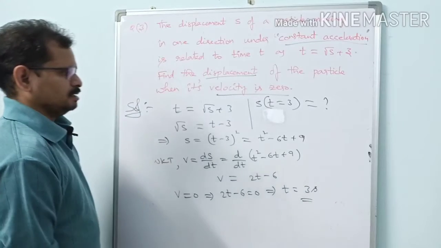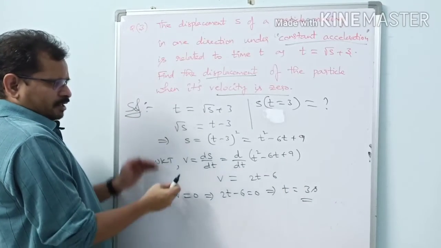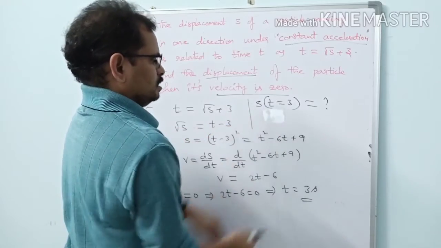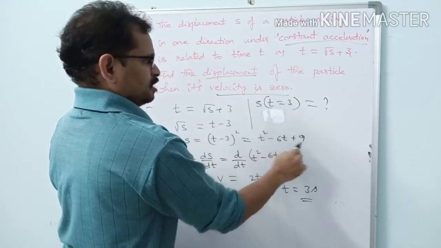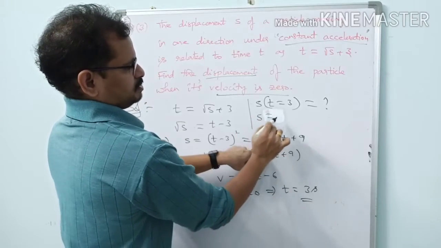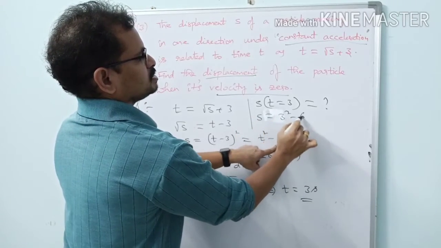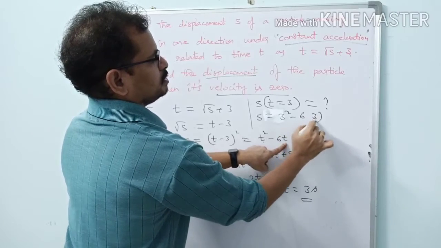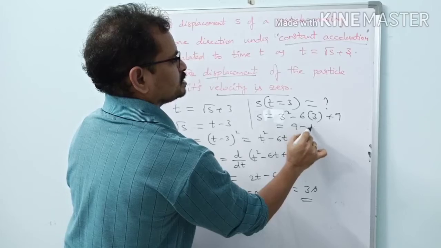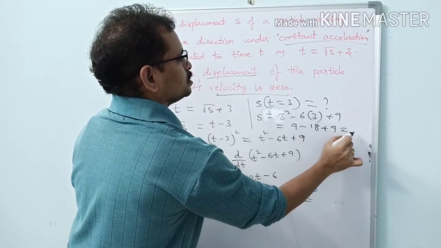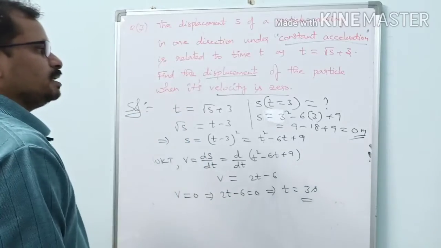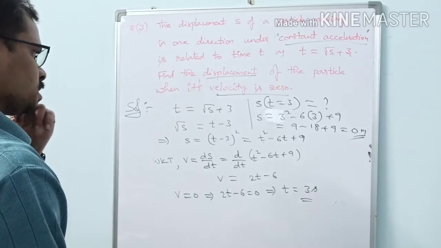So clear now? We have the displacement expression as a function of time. Let us put t equal to 3 seconds here. Displacement equal to 3 square minus 6 into 3 plus 9, which is 9 minus 18 plus 9. So this is equal to 0. So after 3 seconds the displacement is 0.